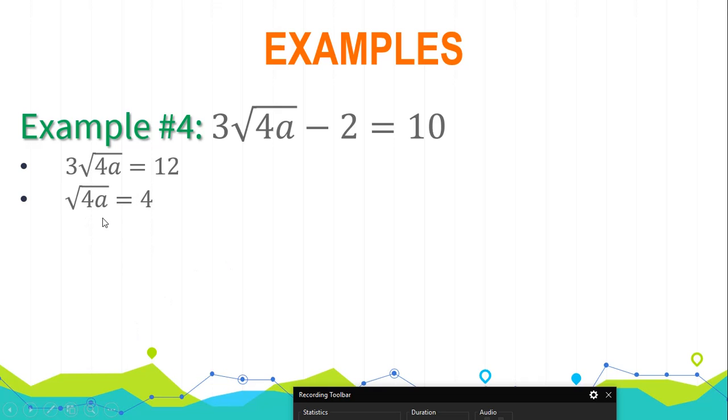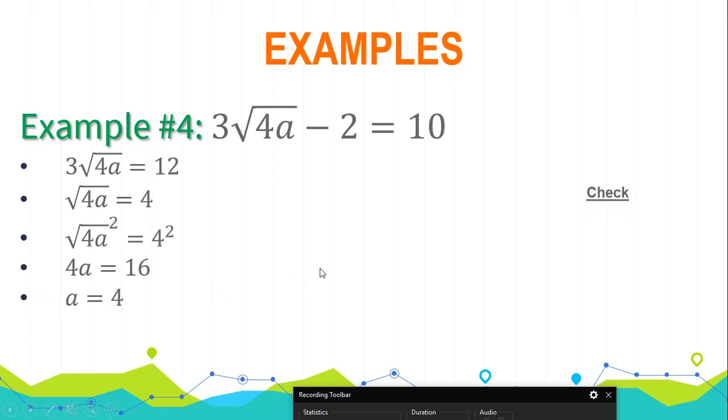In order to get the square root radical to go away, we're going to square both sides, and that will leave me 4a squared equal to 4 squared. And this is just a simple one-step equation. The value of a is 4.